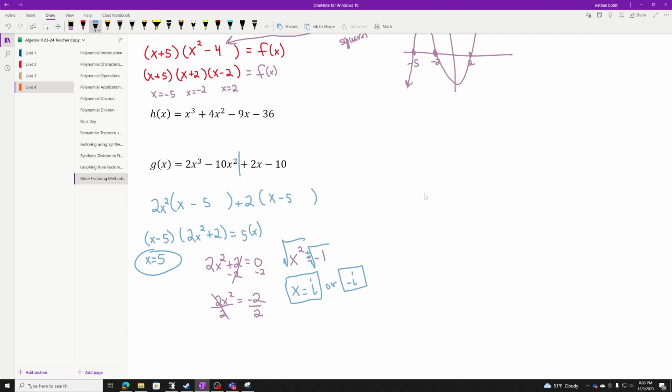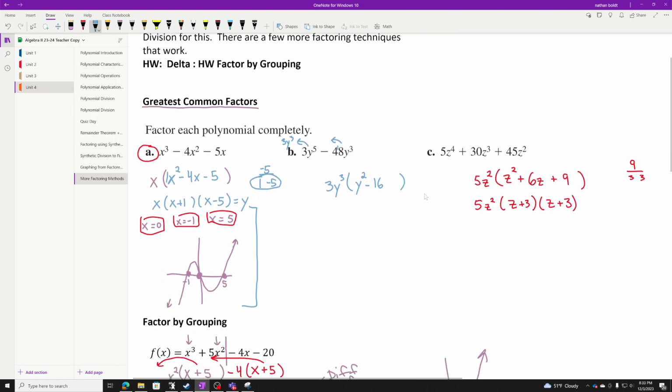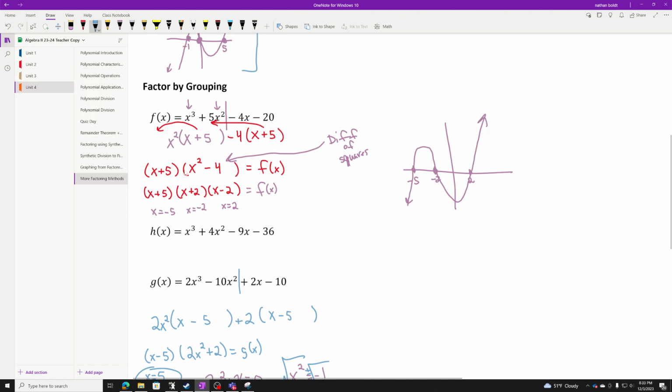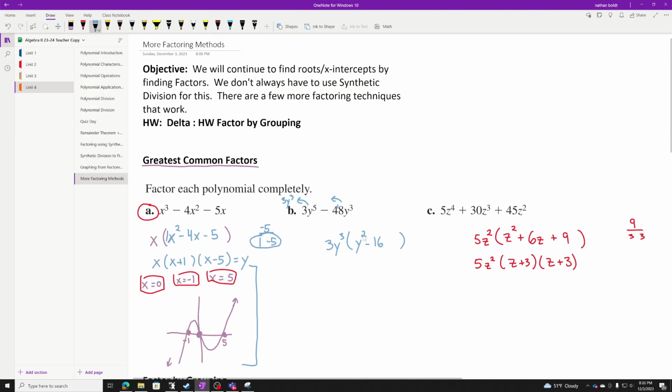You have a Delta assignment that has a couple factoring with GCFs, and a couple factor by grouping, just like this one here. So hopefully that was making some sense. If not, you can watch the Delta videos, and hopefully a different perspective there will help you out.